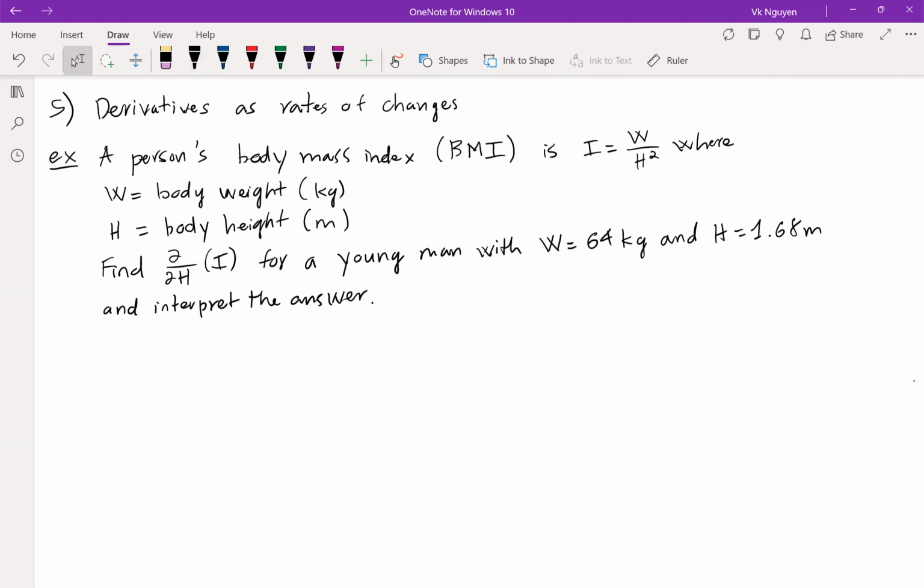Okay, so once you do this, you see that, oh yeah, derivative is, of course, rate of change. Okay, ready?